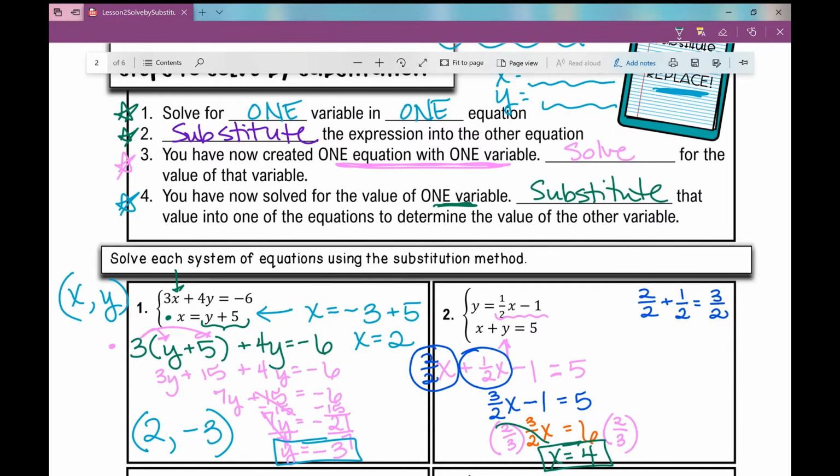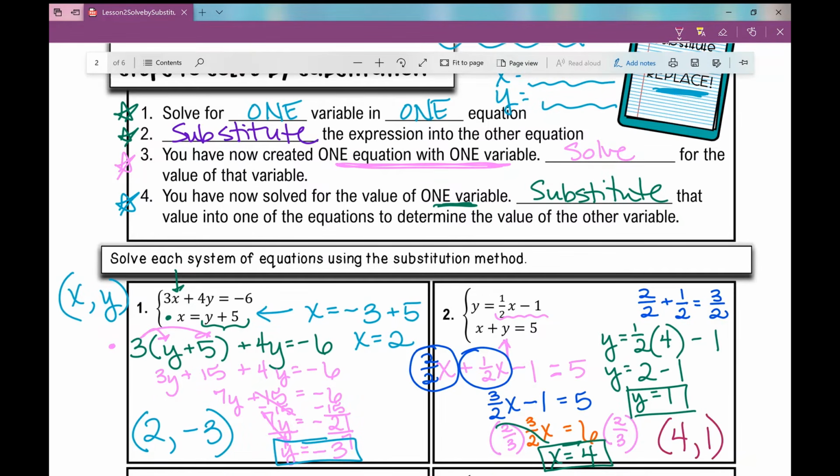How do I determine the y value? Anywhere I see x, I can replace it with 4, or substitute it. I see x right here, and I also see x right here. I can plug it into either equation, it doesn't matter, and solve for the value of y. I'm going to plug it into this top one since y is already solved for. So instead of 1/2 times x, I'm going to write 1/2 times 4 minus 1. What's half of 4? 2. 2 minus 1 is 1, and now I have my x and y values, and I'm going to write them as an ordered pair, which is (4, 1).